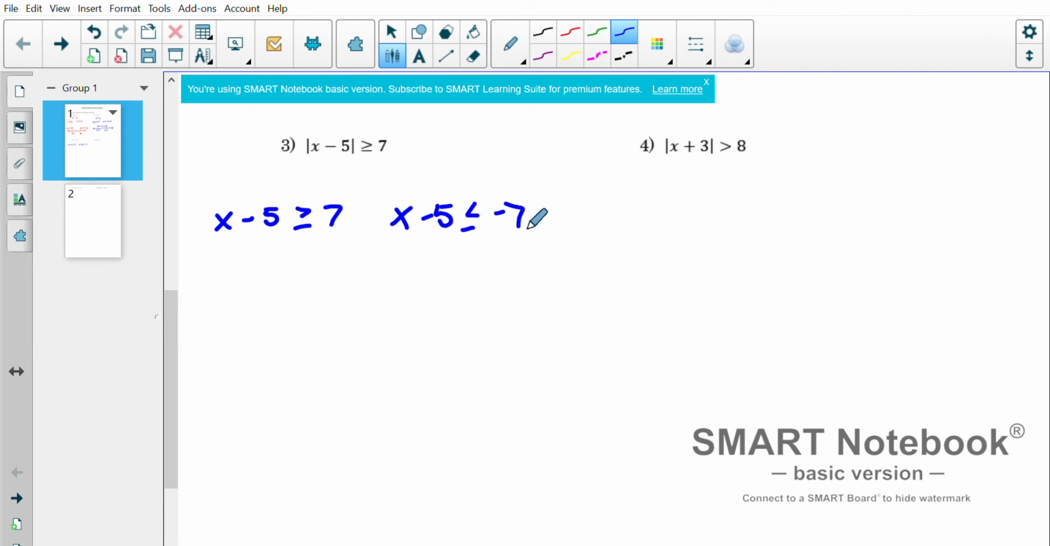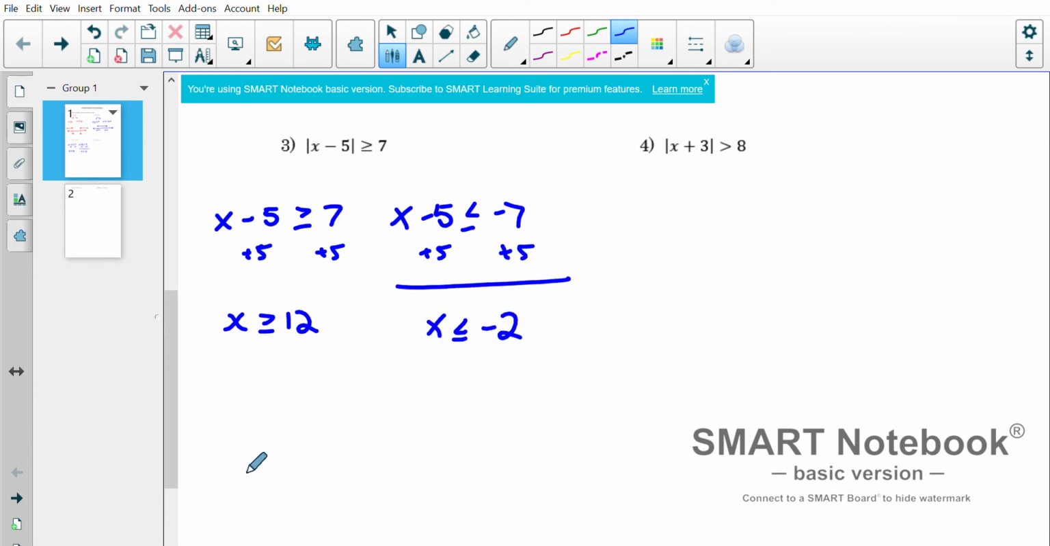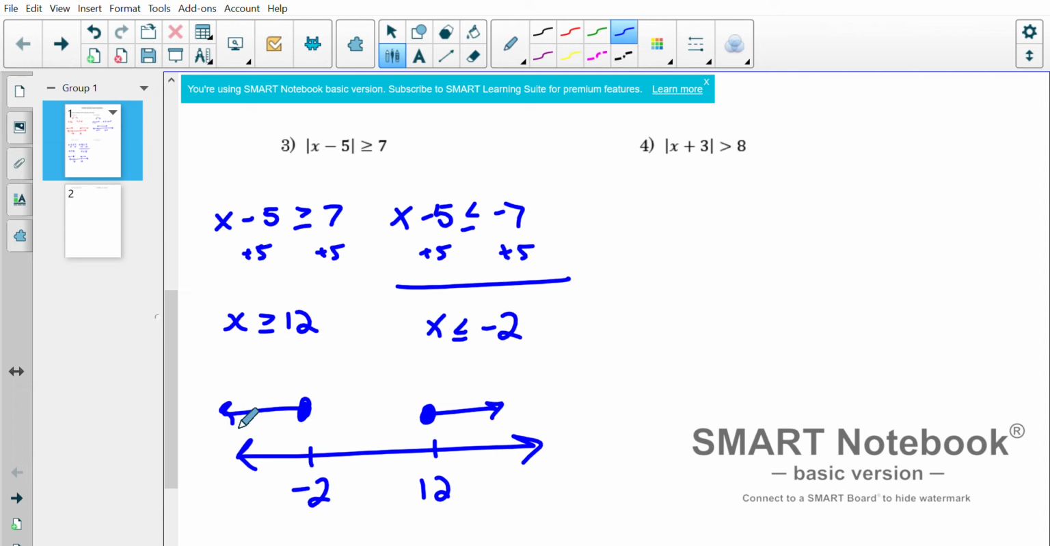From here, we have to solve for our unknown still, so we'll go ahead and add 5 to both sides. Your first solution is x is greater than or equal to 12. Your second solution is x is less than or equal to negative 2. Draw out your number line. Negative 2, 12. X is greater than or equal to 12, so closed dot going to the right. X is less than or equal to negative 2, closed dot here going to the left. Why don't you go ahead, pause, try number 3 to make sure you are on the right track.